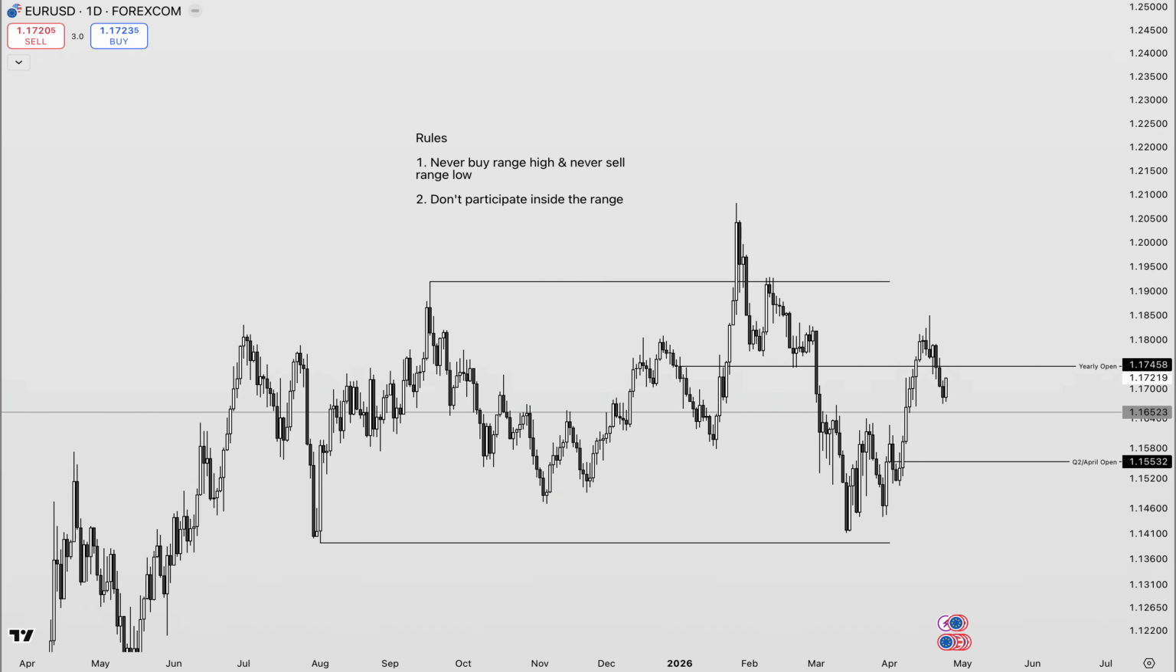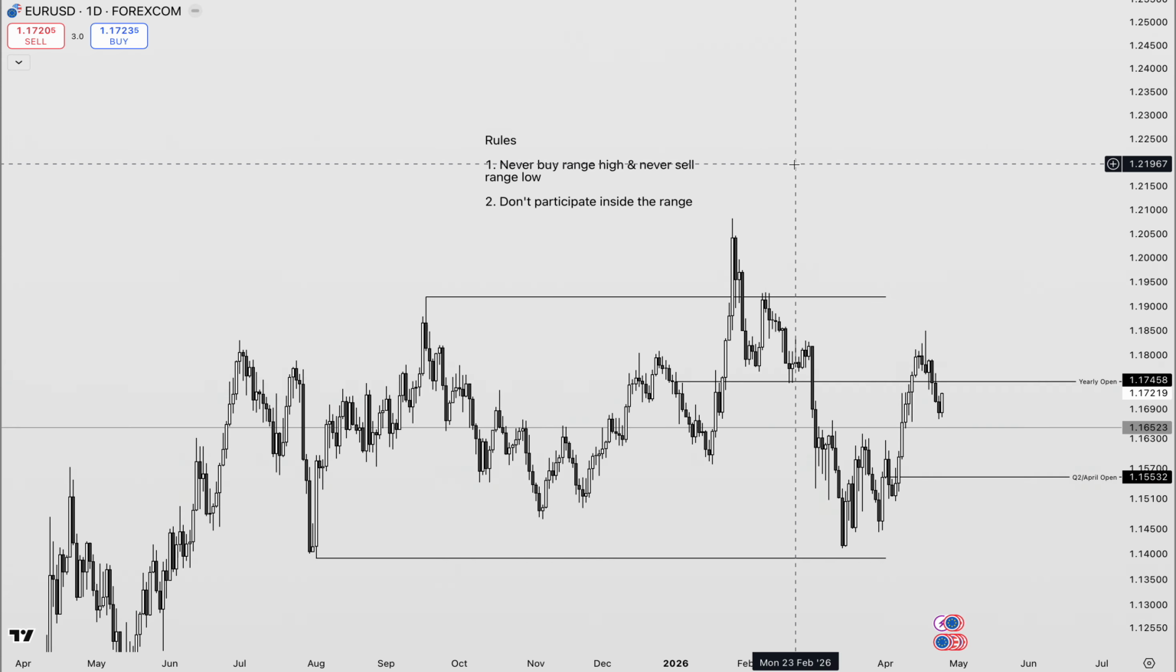You could think they were going to go to the range low. Look, we have a 50% turtle soup, and you're going to get stopped out. This takes a lot of time to understand how to trade inside the range. So until then, don't participate inside of it whatsoever. Do not participate inside of it.